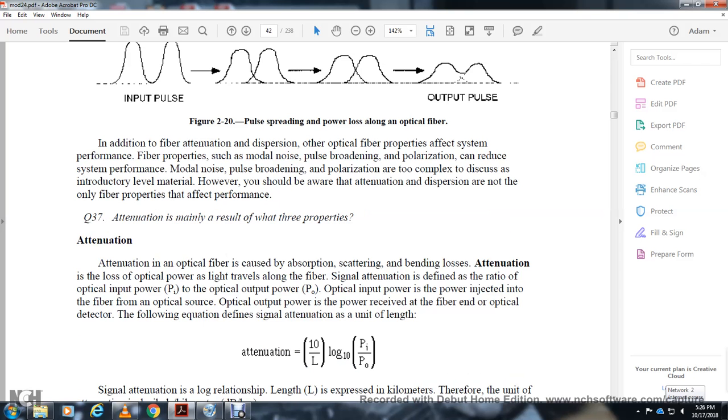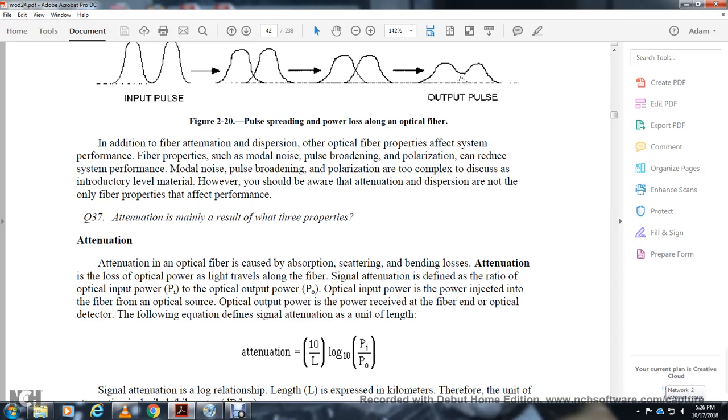Attenuation of the optical fiber is caused by absorption, scattering, and bending loss. Attenuation is the loss of optical power as light travels along the fiber. Signal attenuation is defined as the ratio of the optical input power to the optical output power. Optical input power is the power injected into the fiber from the optical source. The optical output power is the power received at the fiber end by the optical detector.